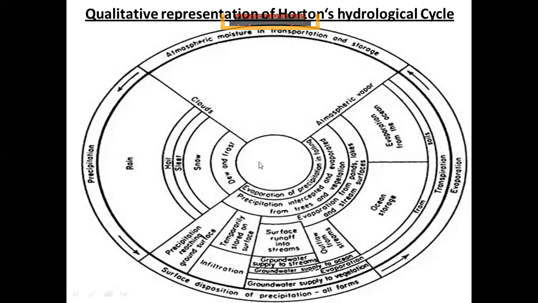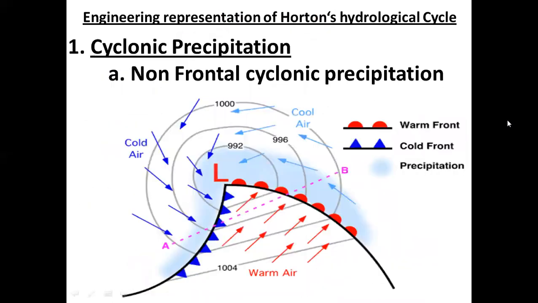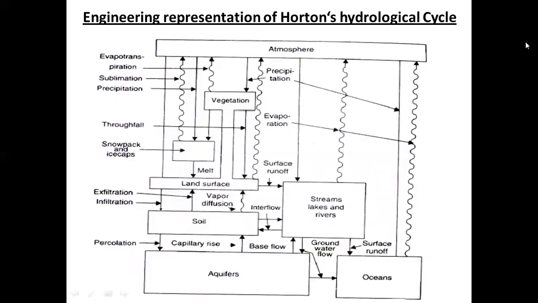So this is named after him. If they ask you to draw this, then you have to draw this diagram, that is the qualitative representation of Horton's hydrological cycle. You have to draw this and explain as usual, what you have done before. The same thing. Okay, just a moment. So this is called Horton's engineering representation.